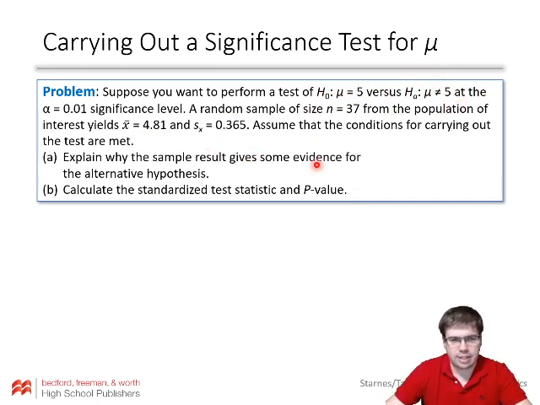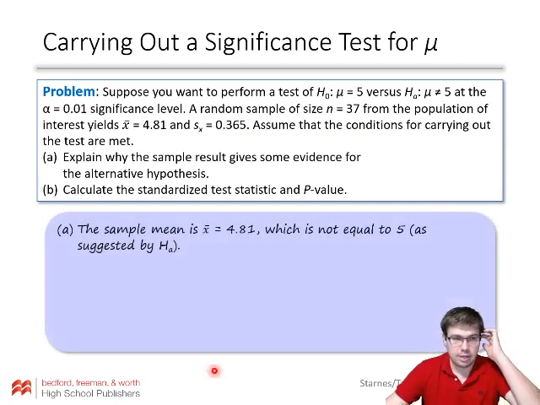And so that's where we actually need to calculate this p-value and see how unlikely it is that we would get a sample mean like that when we get a sample of size 37, and standard deviation and so on. So the sample mean, which is not equal to 5, suggests maybe the alternative hypothesis is true. So to calculate the actual test statistic, the standardized test statistic.